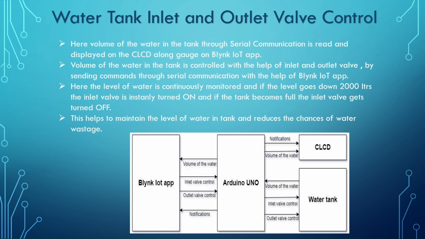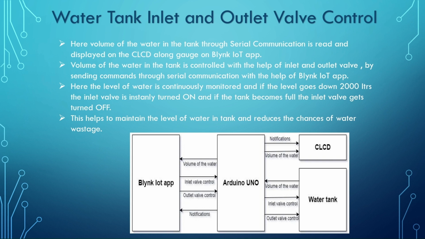Volume of the water in the tank is controlled with the help of inlet and outlet valve by sending commands through serial communications with the help of Blynk IoT app. Here the level of water is continuously monitored, and if the level goes down 2000 liters, then the inlet valve is instantly turned on, and if the tank becomes full, the inlet valve gets turned off. This helps to maintain the level of the water in tank and reduces the chances of water wastage.